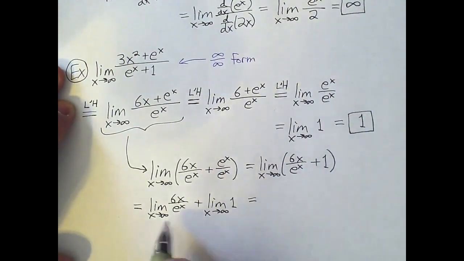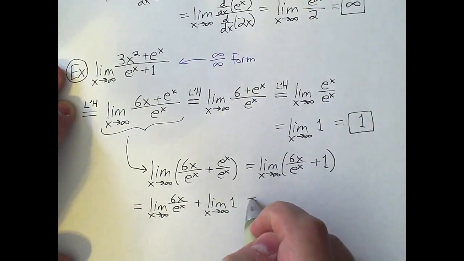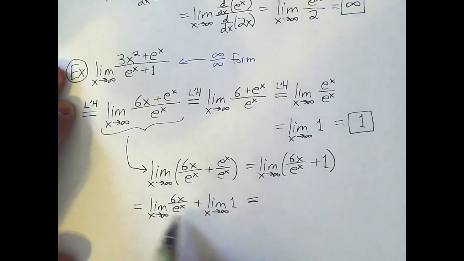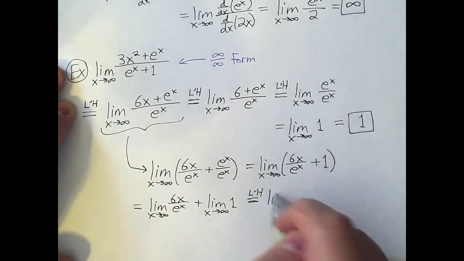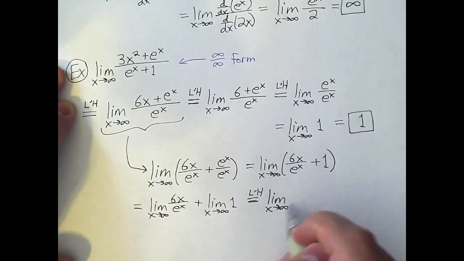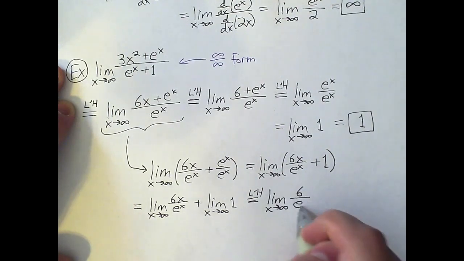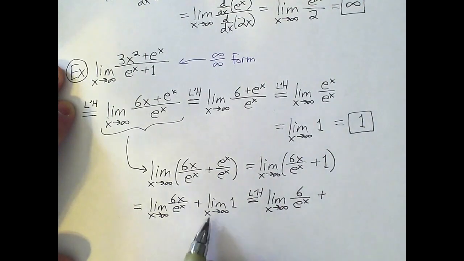Then I applied L'Hopital's rule to the first term. I don't know, should I put the apostrophe LH here? Yeah, I guess I should. We're applying L'Hopital's rule just to this first piece. So I got a 6 over e to the x. And that other limit is just 1. So let's just put 1 here.